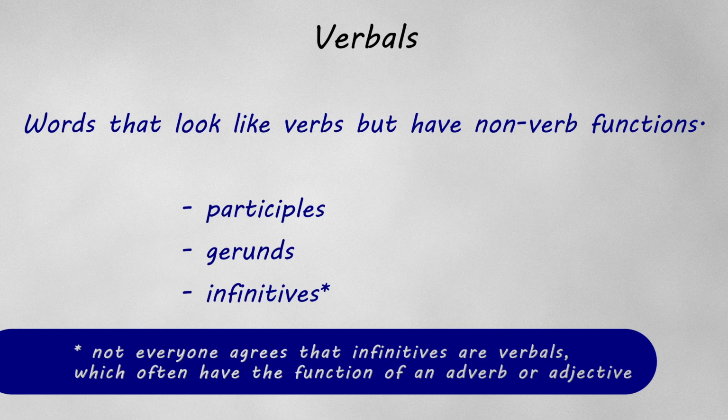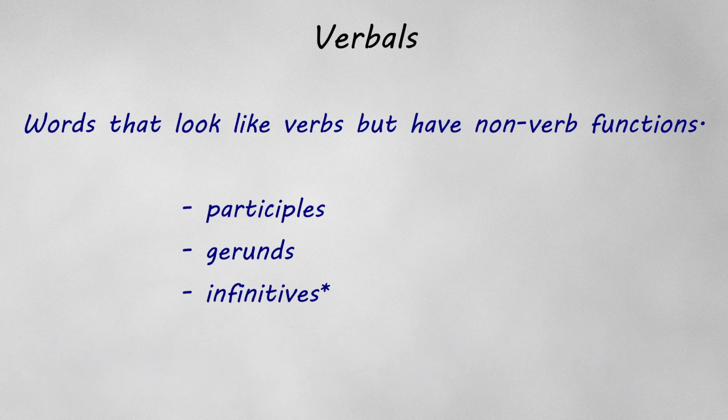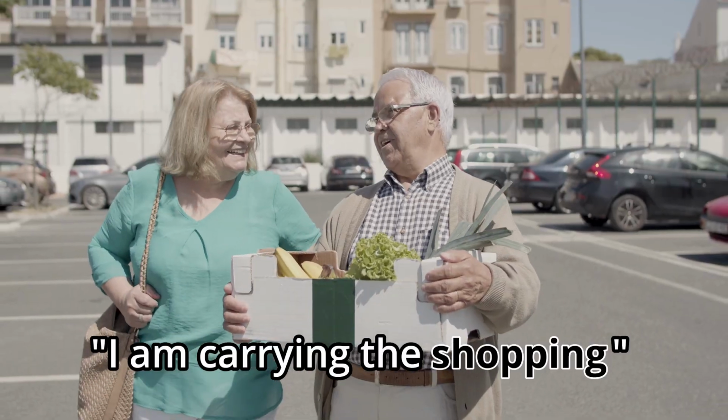So, what are participles? You see, they are what some people call verbals, which are a class of words which include participles and gerunds. If you don't know, gerunds are words which look like present participles, but which have the function of a noun, like I am carrying the shopping. Shopping would be the gerund.